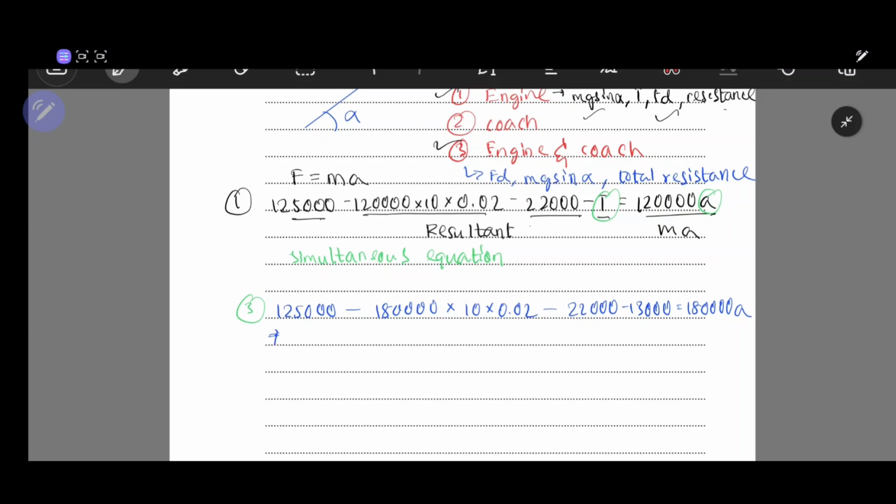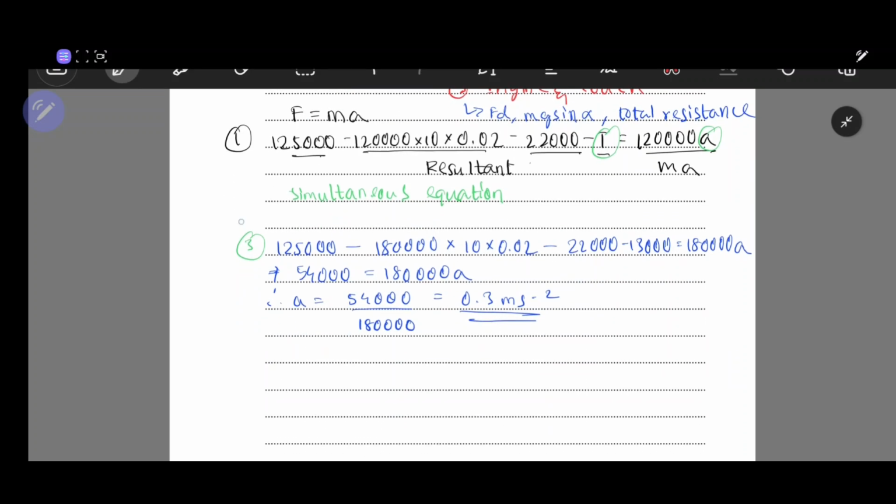We are just going to simplify the equation and solve as required. So the resultant force is 54,000. This is equal to 180,000 a. Therefore, a is equal to 54,000 divided by 180,000. So the acceleration is 0.3 meters per second squared. So we have found a.